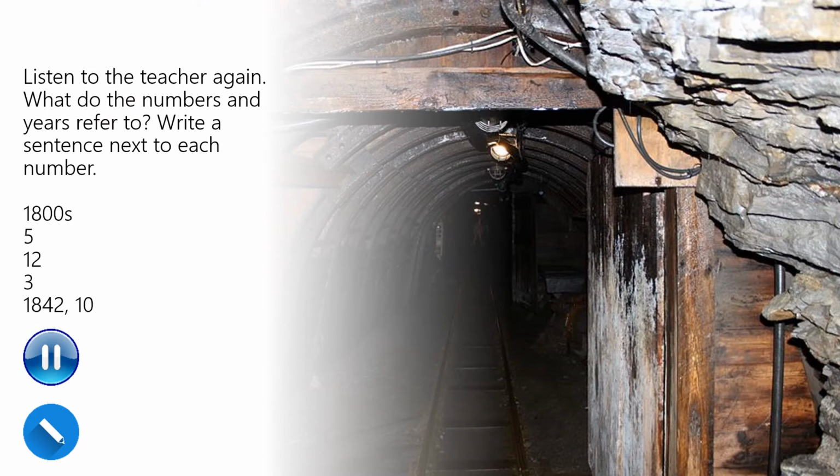Have a look at these numbers. 1800, 5, 12, 3, 1842, 10. Listen to the teacher again. What do the numbers and years refer to? Pause the video and write a sentence next to each number.